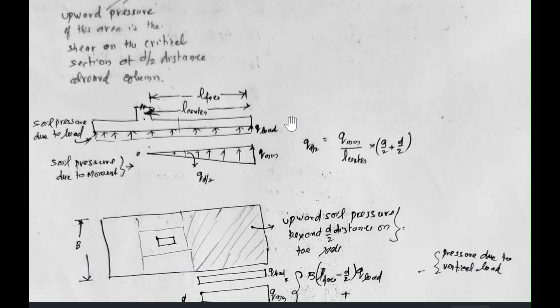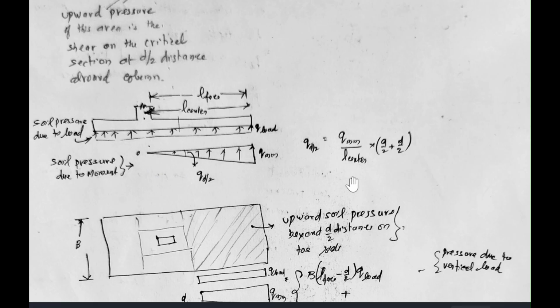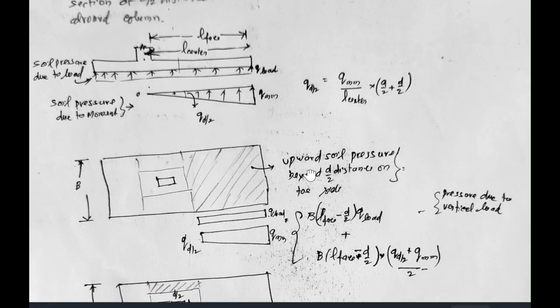critical section is calculated. Here, as done in the previous section, where we calculated the Q at D distance, we are now calculating the shear at D by 2 distance. This is nothing but the linear interpolation: qm by length into A by 2 plus D by 2. A by 2 means the column longer side by 2, plus D by 2 is the distance. So this is q at D by 2.